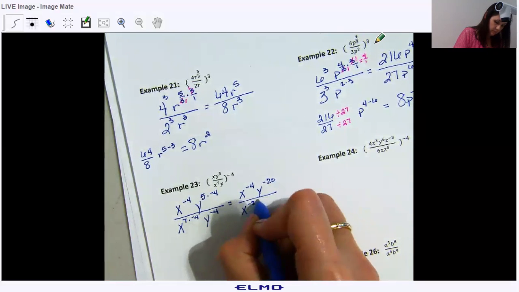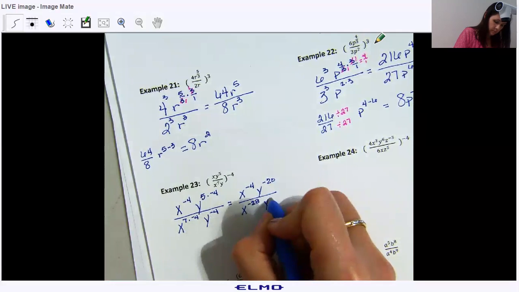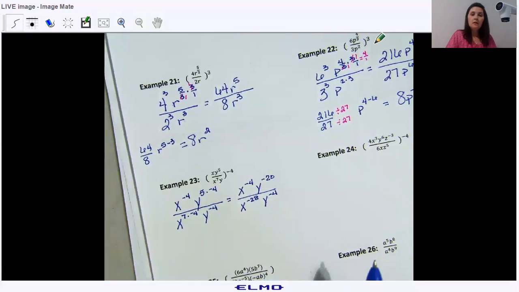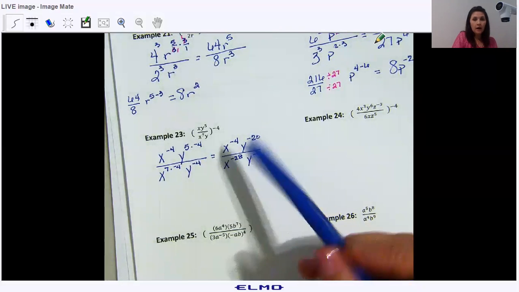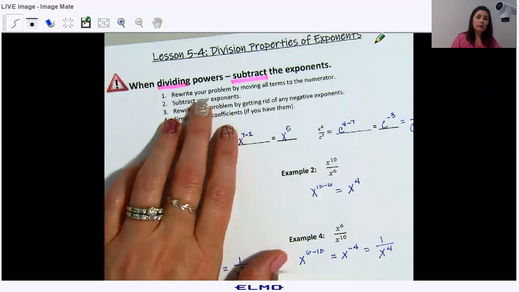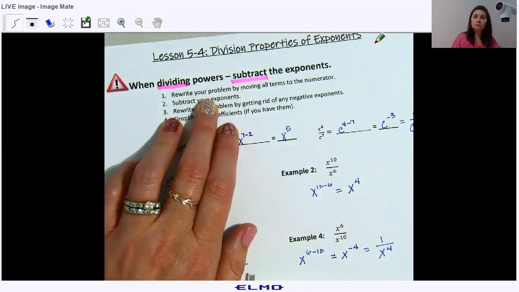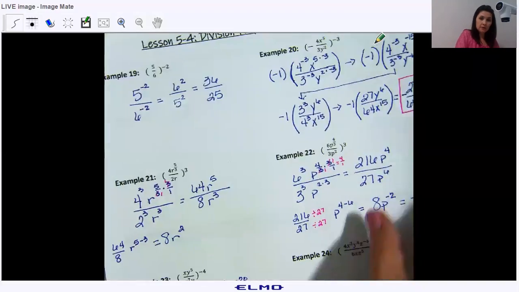Okay. Now, normally at this point, I would say move all your negative exponents from the bottom up and your positive exponents down. But because they're the same, I can do what we said in step 1 right here: rewrite your problem by moving all terms to the numerator.